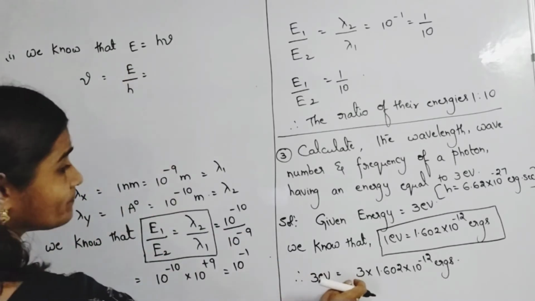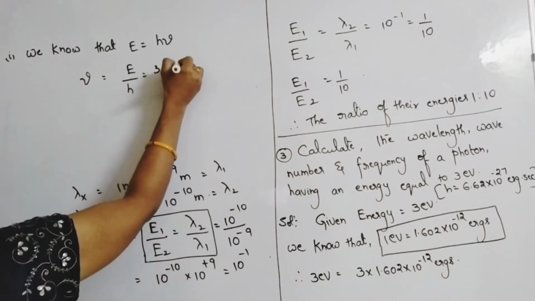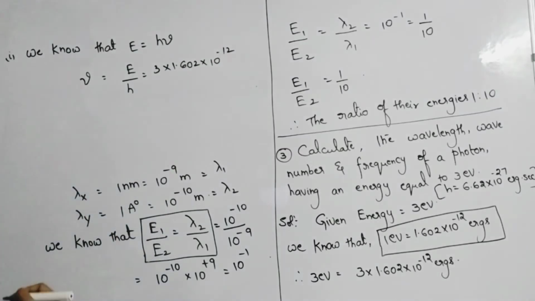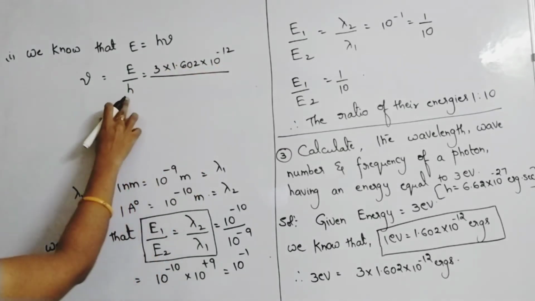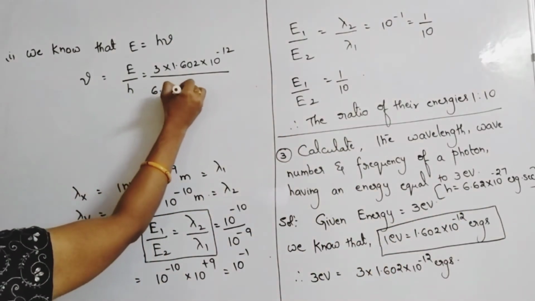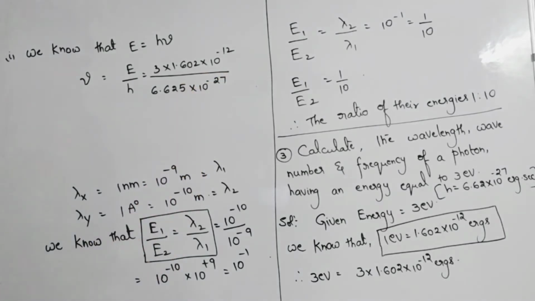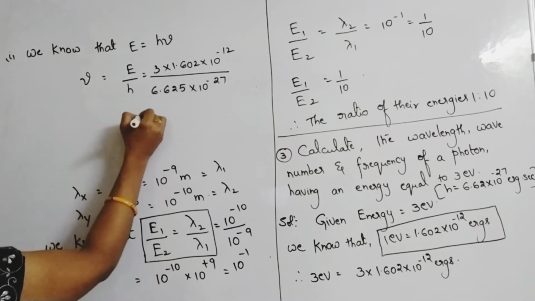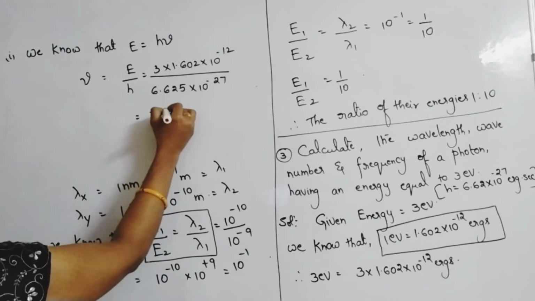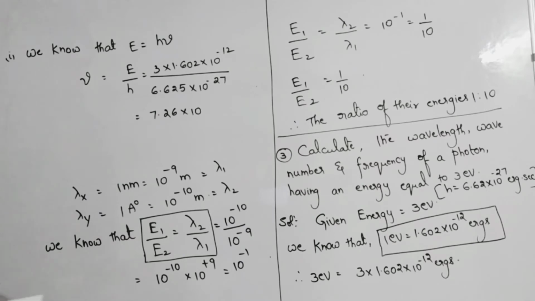E value you know and h value also we know. E value is how much? 3 into 1.602 into 10 to the power of minus 12. That is the energy value. And h value is given as 6.625 into 10 to the power of minus 27. If you simplify this value, you are going to get 7.26 into 10 to the power of 14.